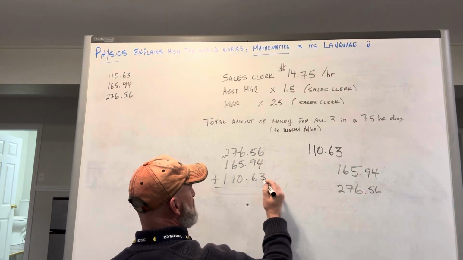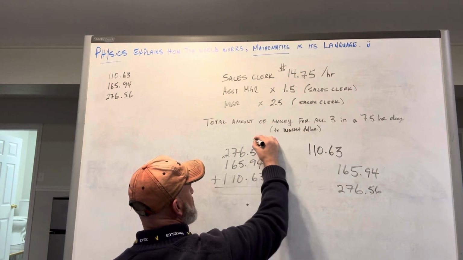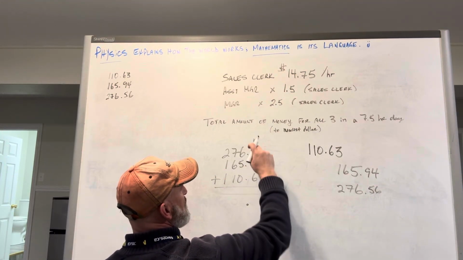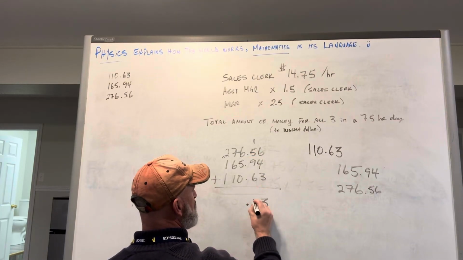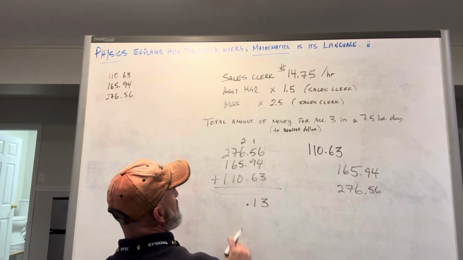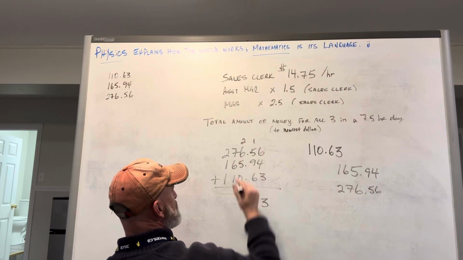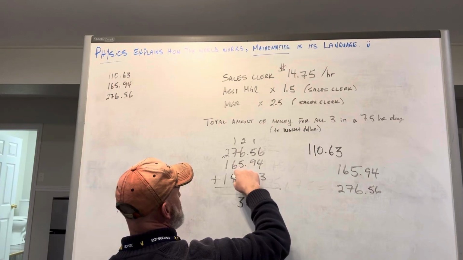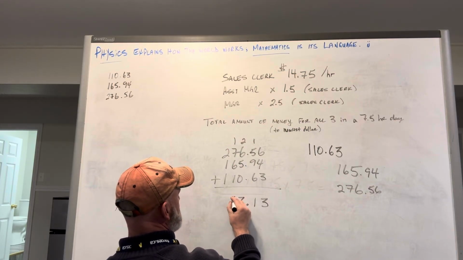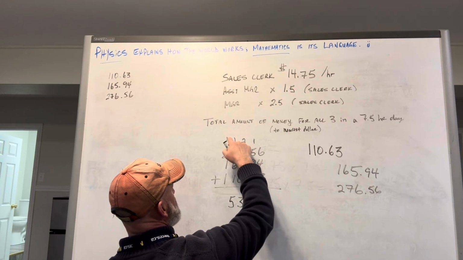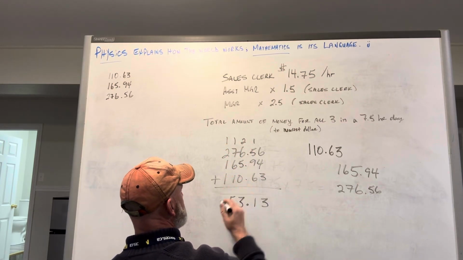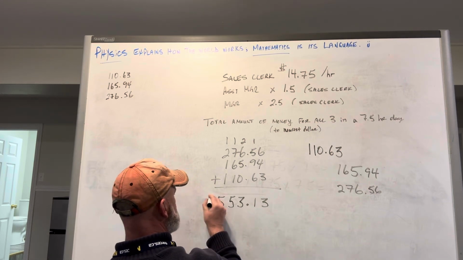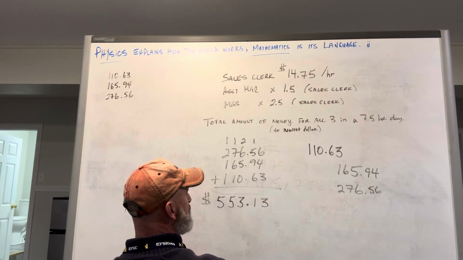6 plus 4 is 10, plus 1 plus 3 is 13. Carry the 1. I look for 10s all the time. 9 plus 1 is 10. And then 5 is 15, and 6 is 21. 2. 6 plus 5 is 11, plus 2 is 13. Carry the 1. 7 plus 6, 13, 14, 15. Carry the 1. 1 plus 2 is 3, 4, 5. $553.13 for all 3 for a 7.5 hour day.